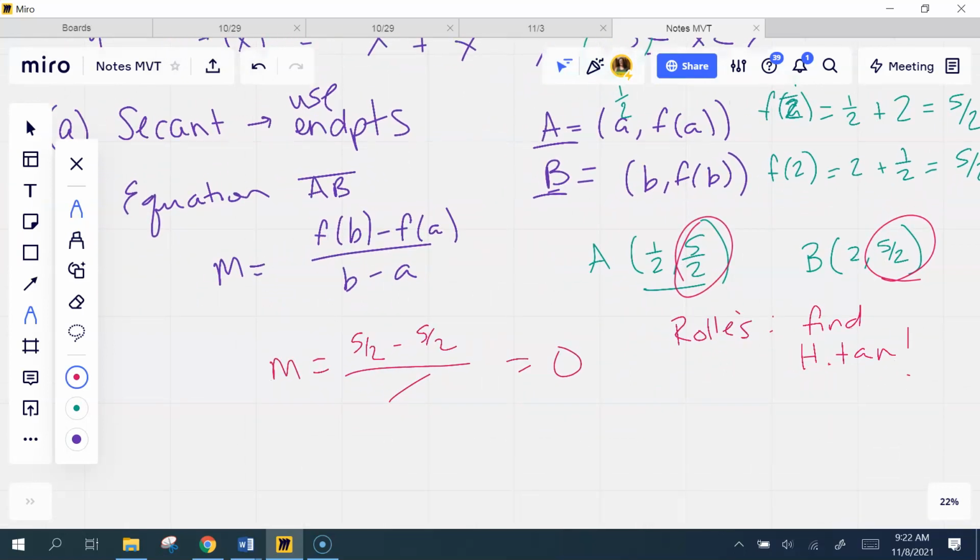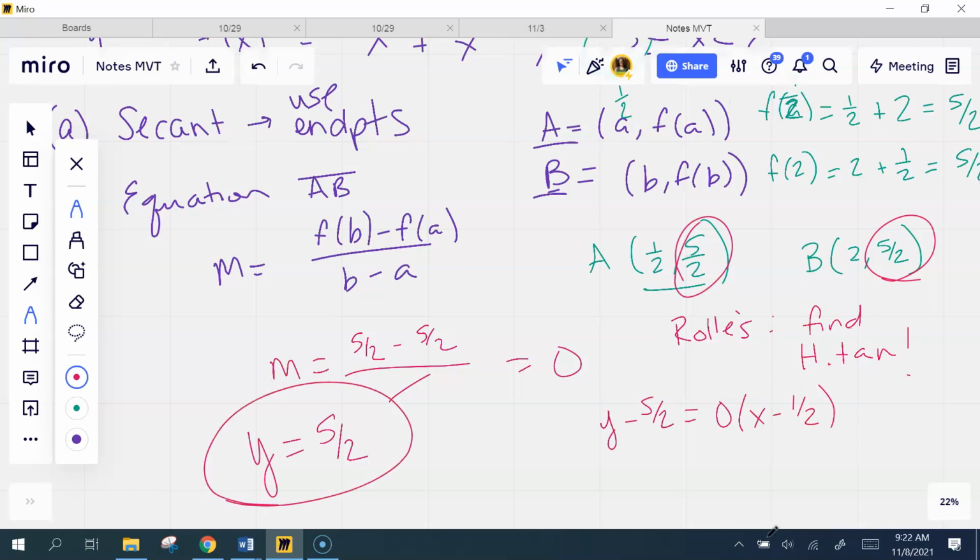So the equation of the secant line would be y equals what? 5 over 2. It's a horizontal line. Well, if I used one of these points, and it doesn't matter which one, y minus 5 over 2 equals slope times x minus 1/2. If I simplify that down, I'd end up with this equation.